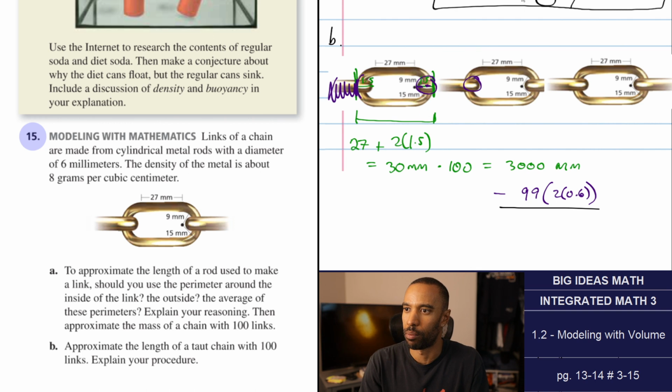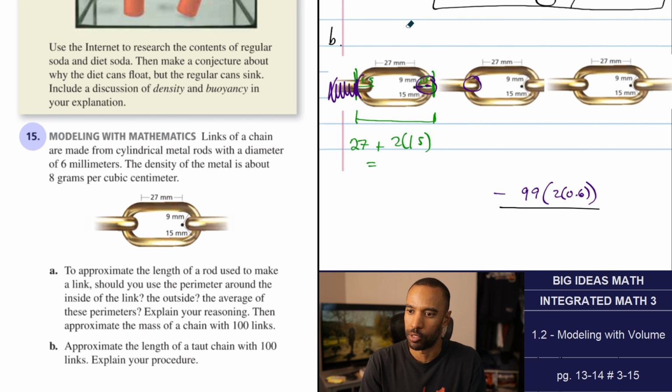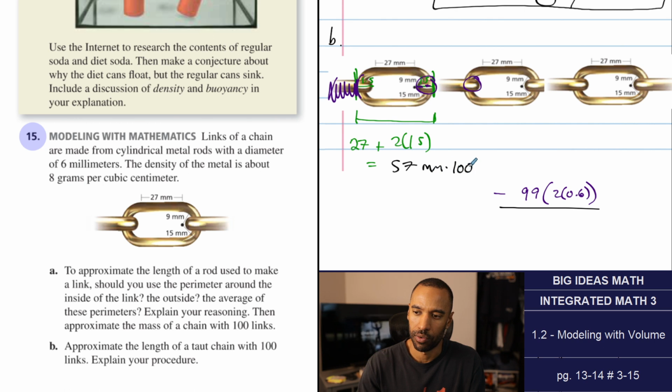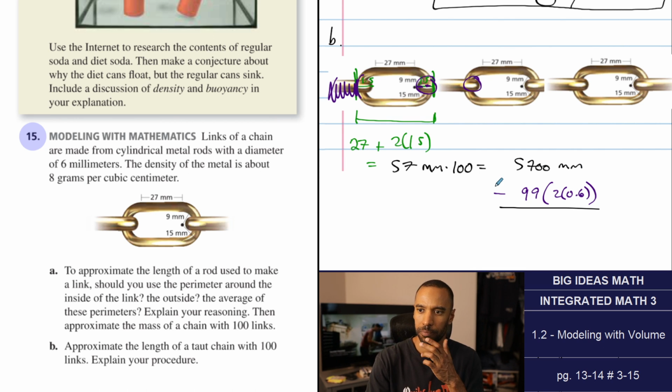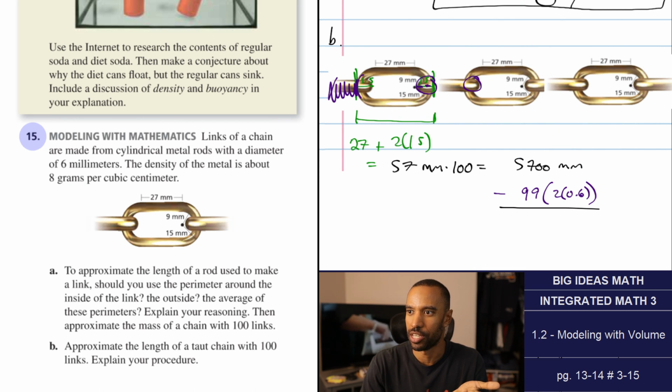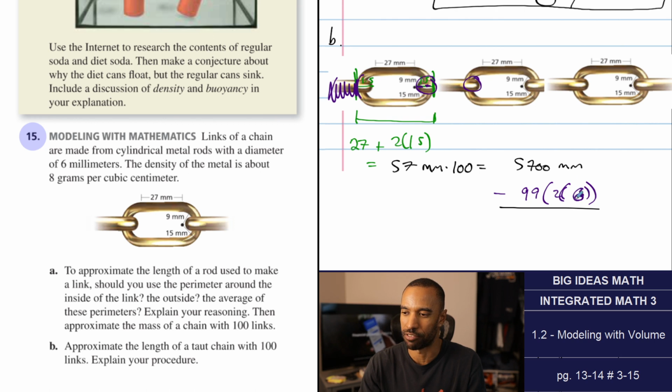Oh, hold on a second. I said 1.5. That's not 1.5. That's 15. 1.5 was with centimeters at the time. So that's not 30 anymore. Let me do that again. That's 57. 30 plus 27, that's 57 millimeters times 100 is 5,700 millimeters. Is that right? So that's not 0.6 either, right? That's 6. Am I doing centimeters or millimeters? That's my problem. Right now I'm doing millimeters. I'll convert it to centimeters as well. You just have to divide by 10, I think.